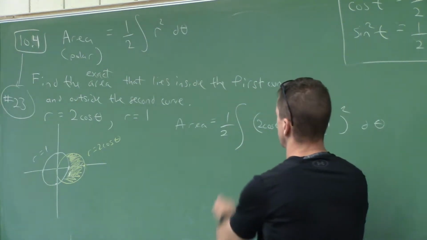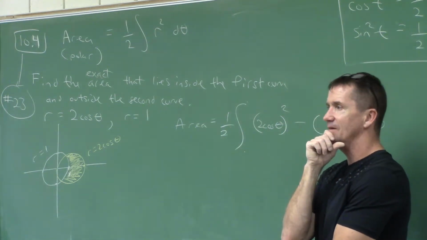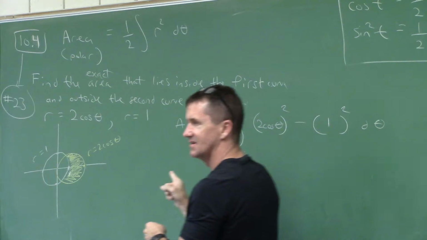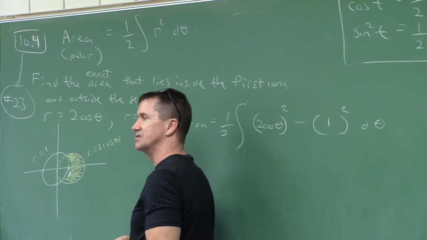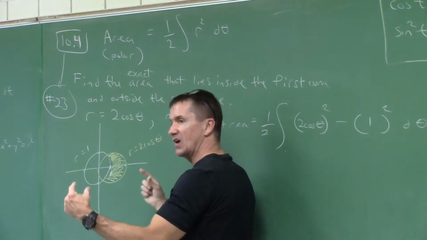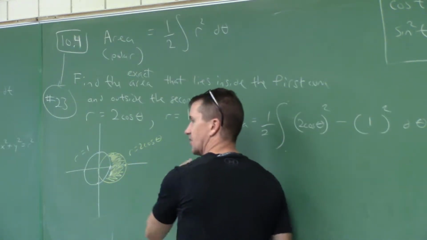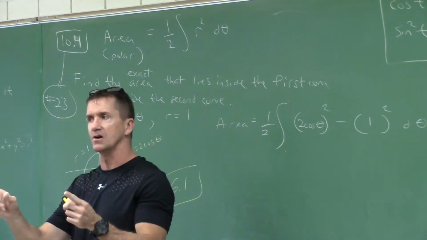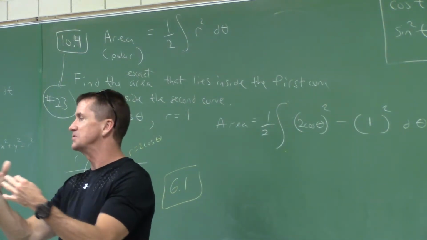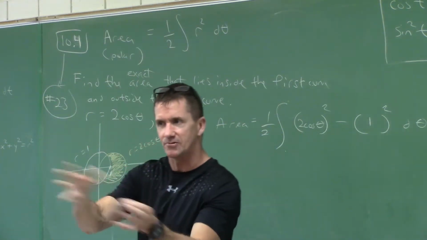Here's the challenge. How do I find the limits? Where are they? In this image, where are the limits of integration? It's where the two graphs do what? Just like you did in section 6.1, the very first section of our course. We found the area between curves. We had to find where the two curves met each other. Remember that? You did substitution. You set one equal to the other.